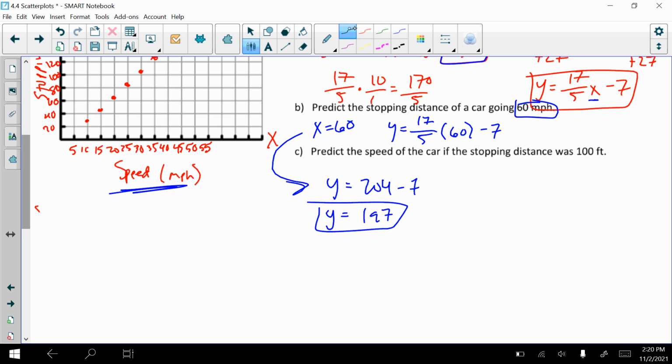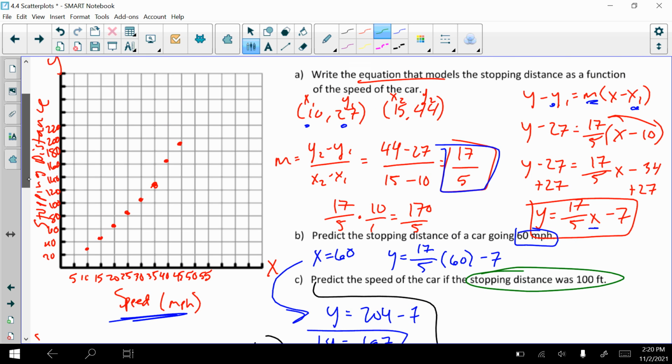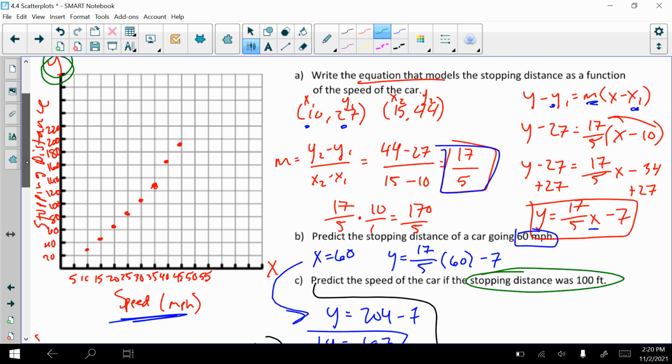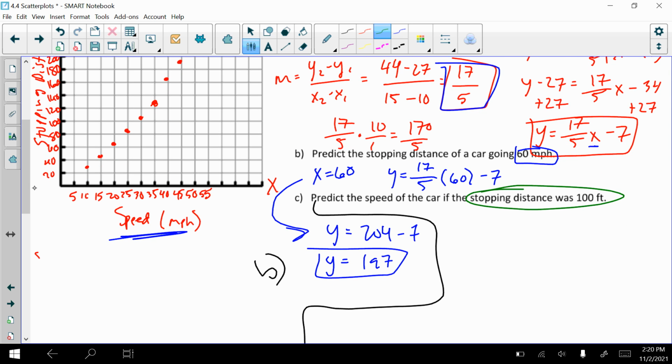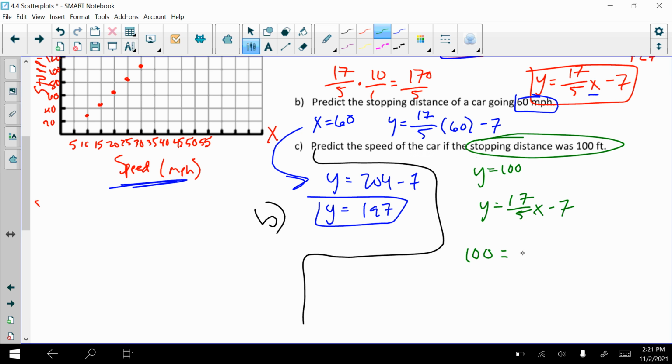Okay? Let me make a little border here so we don't get confused. This was part B. Part C, it says predict the speed of the car if the stopping distance was 100. So again, let's think about what we have here. Stopping distance was 100. Well, stopping distance corresponds with y on my graph. So this is giving me a y value. It's telling me that y needs to equal 100. So let's go back to our equation. y equals 17 over 5, x minus 7. That means I need to replace y with 100.